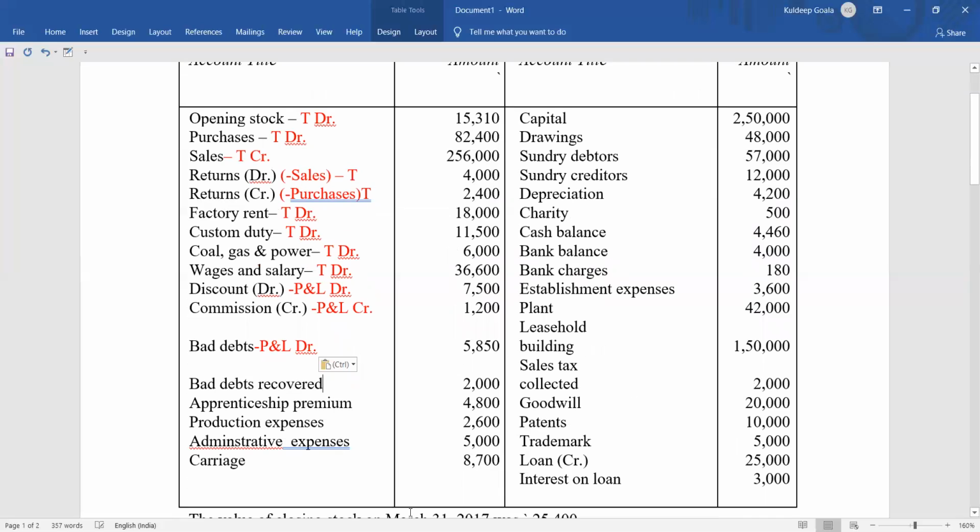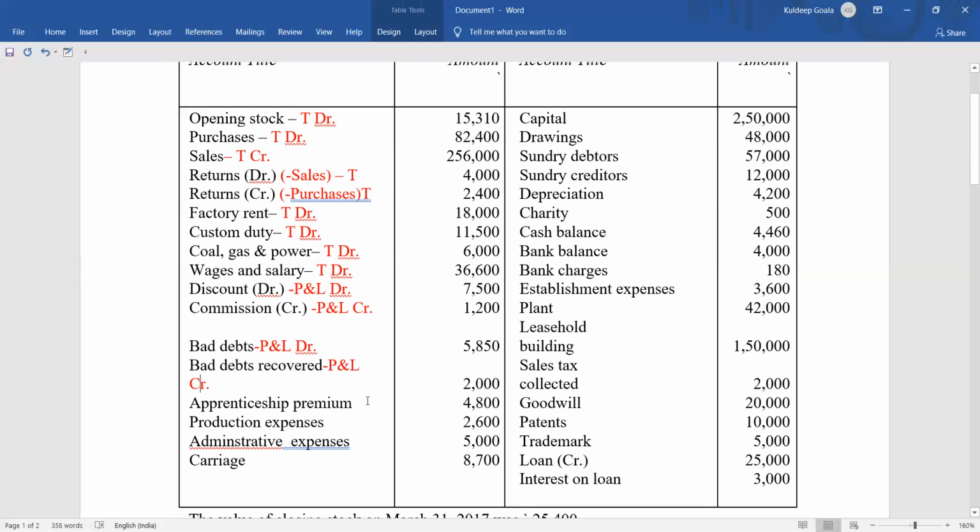Then bad debt recovered. There was a certain amount of money which we thought the customer was not going to pay at all, but now the customer is paying it. Earlier we had written it off. We thought he would not pay, so we wrote it as bad debt. Now he is paying it, so it is bad debt recovered. So it is a profit for us. It will go in the profit and loss account credit side.